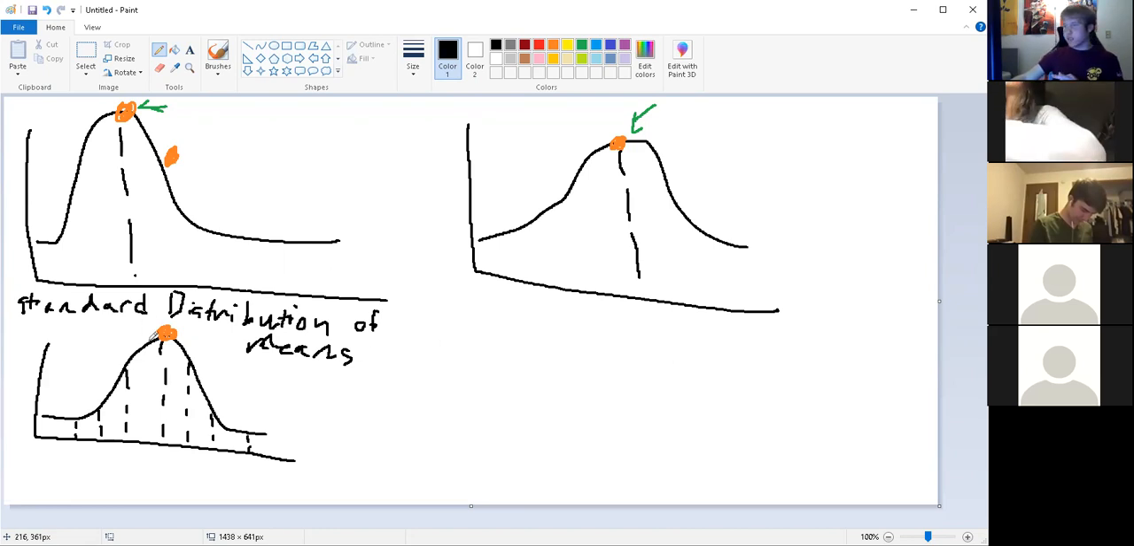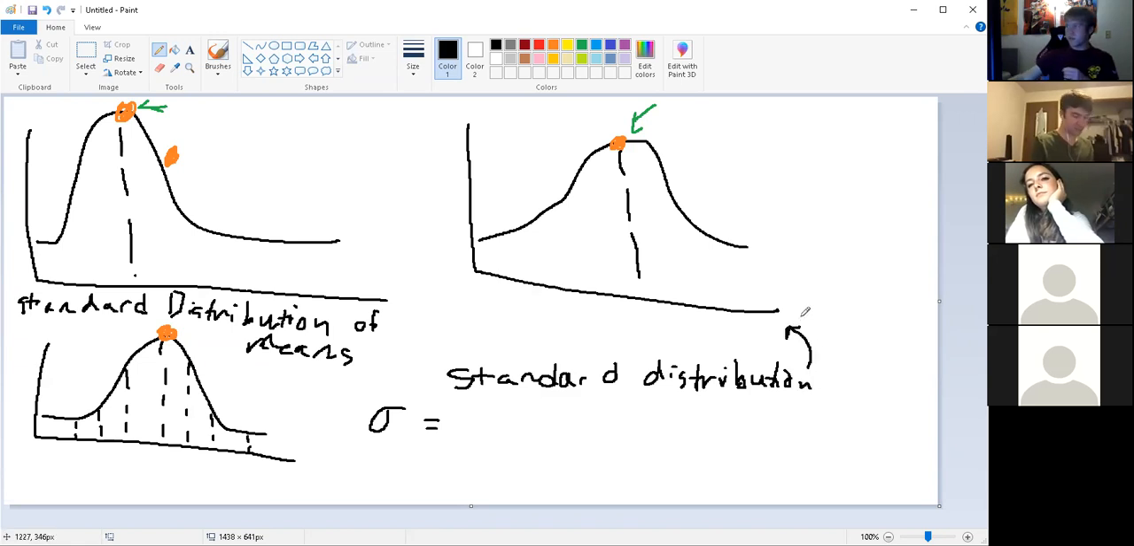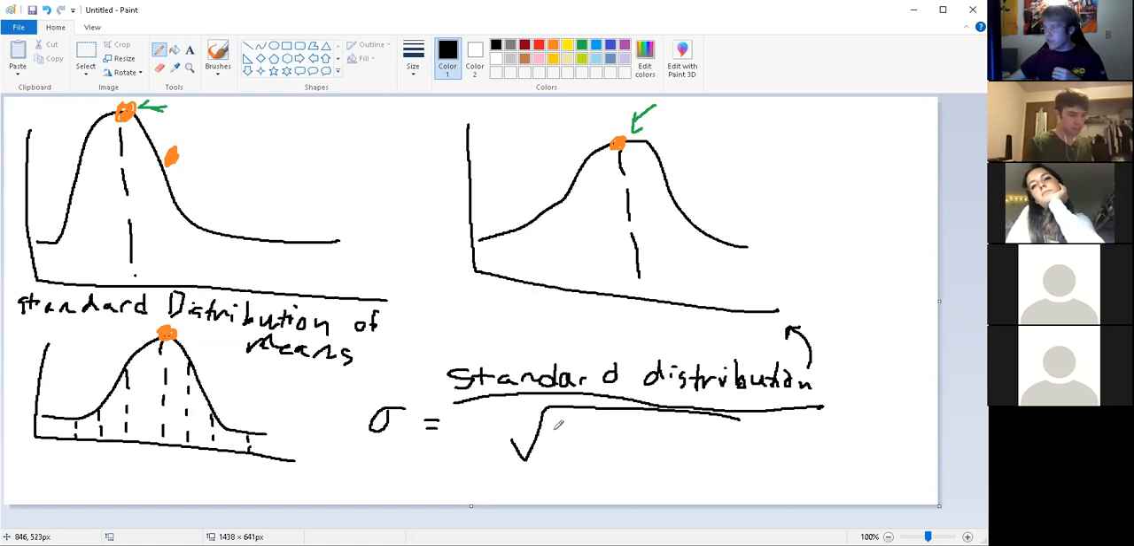All right, so since all of the points in this graph are means from different studies, you need to calculate the standard distribution for this, which is equal to the standard distribution of the original studies over the square root of the amount of studies done, basically, or the amount of samples taken. I'll write that instead.